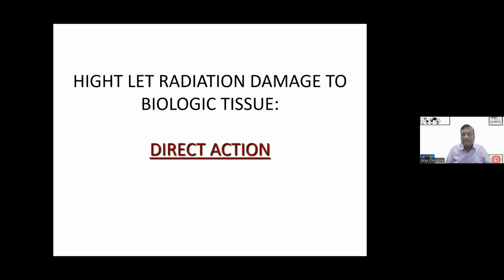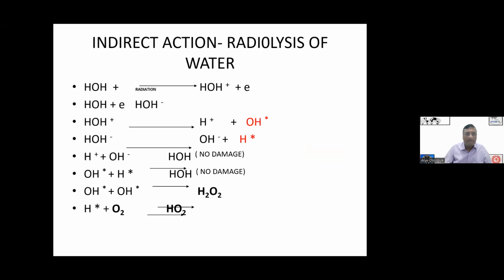So high LET radiation damages biological tissue by direct action, that is the alpha particles or the protons, and by indirect effect, which is the interaction with water and formation of OH and H free radicals. And this free radical formation will get enhanced if there is a presence of more oxygen.